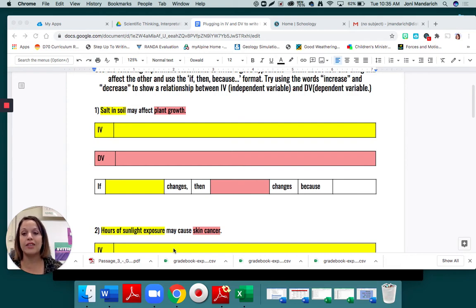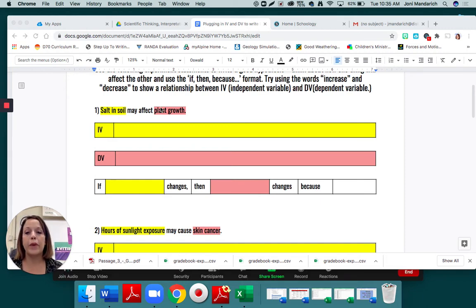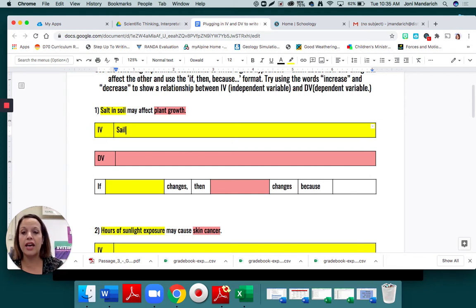I could use the scientific method. So I might come up with this idea: maybe the salt in the soil may affect plant growth. I tried to do some color coding for you so you can see that salt in soil is in yellow, and that's because it's the factor that's changing. That's the independent variable, the thing I can change. So I want you to go ahead and fill in the IV there. Okay, my IV is salt in soil.